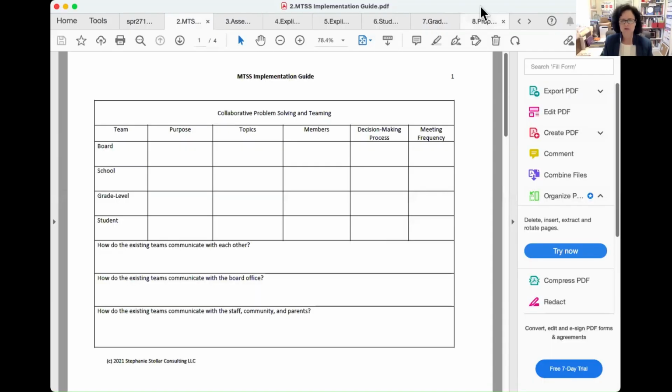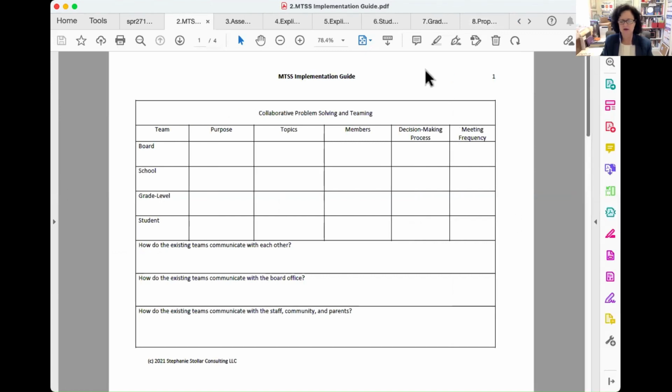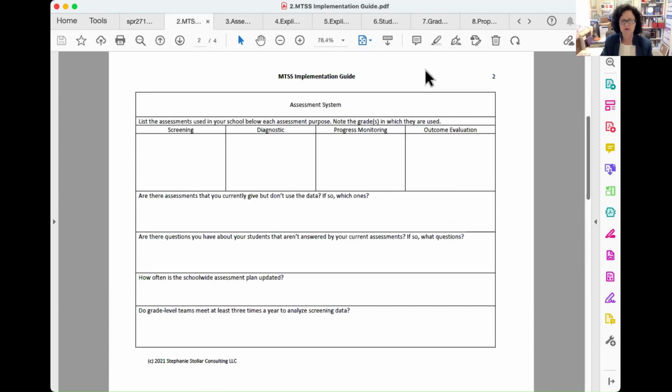I want to direct people to a couple of handouts in that folder before we start up with content, because I think there are a couple that might be helpful. Let me share my screen here and point out one of the handouts in that folder is the MTSS implementation guide. And this is one of the resources that I've provided to my members of the Reading Science Academy.